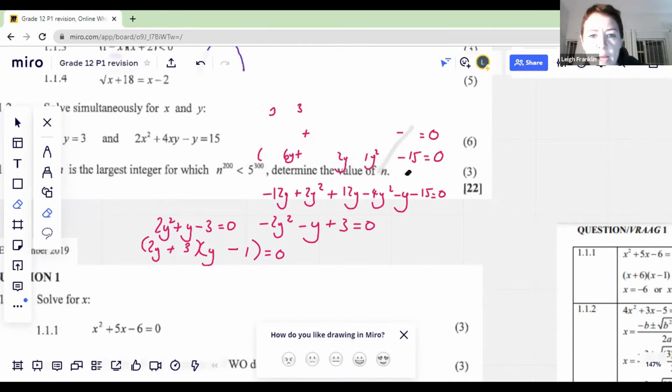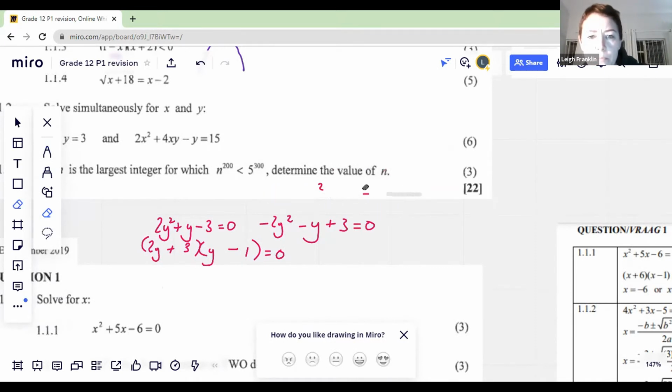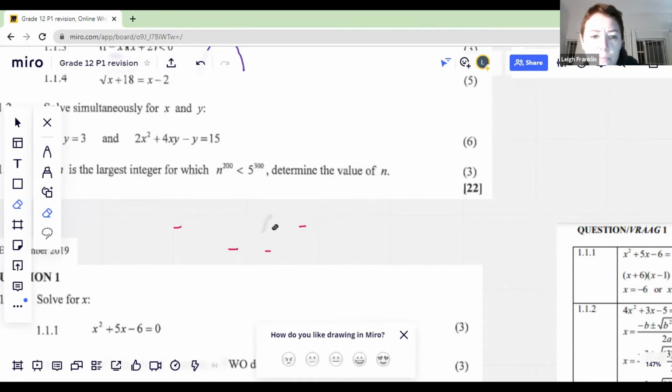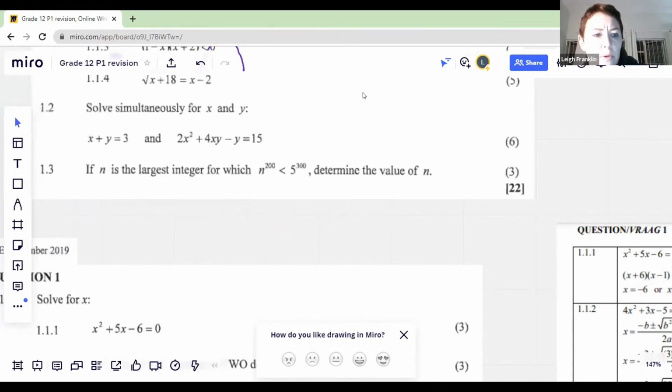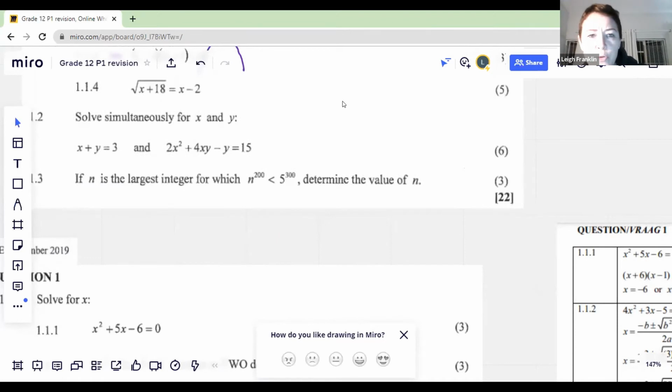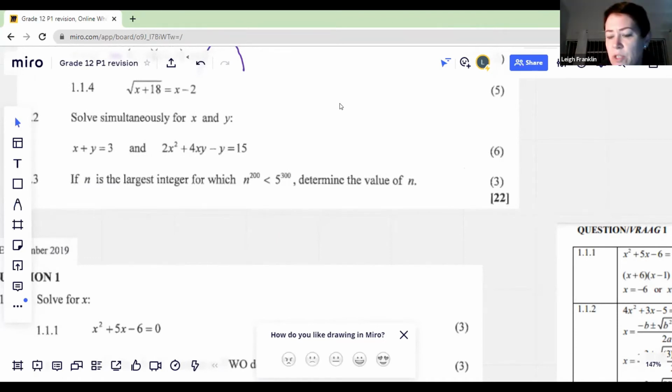I'm just going to rub that out. Anybody else got any questions? If you are finished with question 1.2, please will you put a thumbs up into the chat?